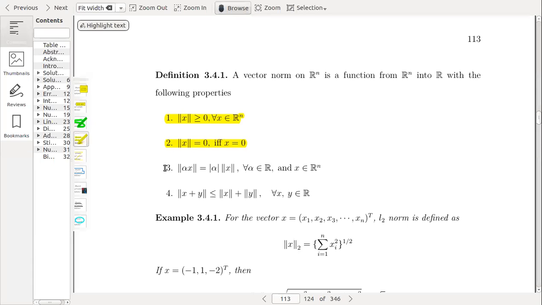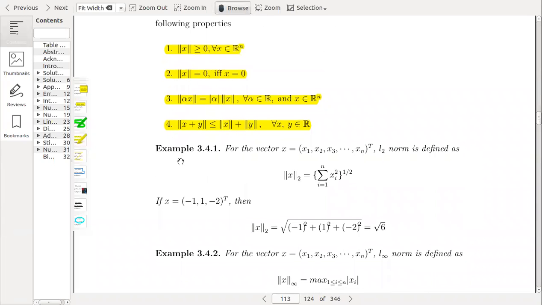And the third property is that if we multiply the norm of x with a scalar, that is a real number, then we can write this real number outside of the norm. So we can say that alpha acts as a scalar or operator. And the fourth property is that the norm of x plus y is less than or equal to the norm of x plus the norm of y for all x, y belonging to Rn.